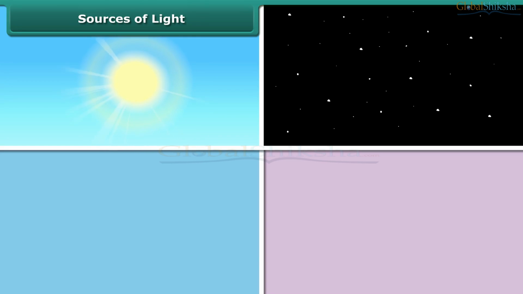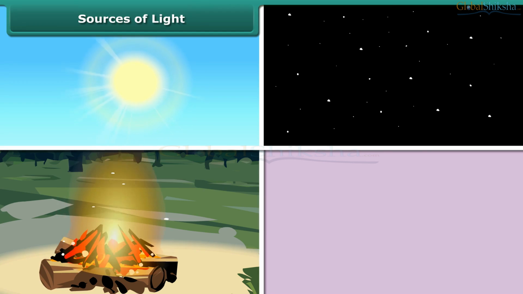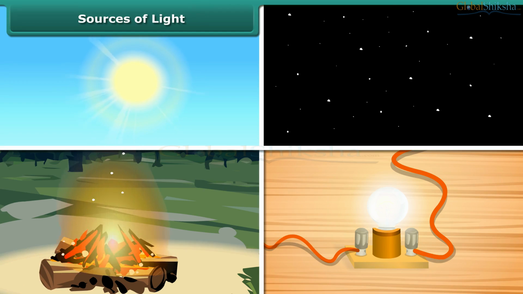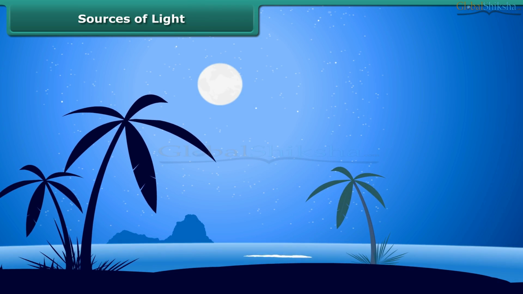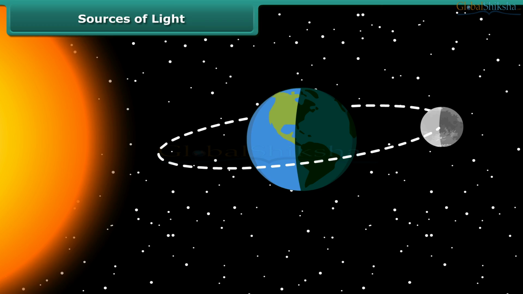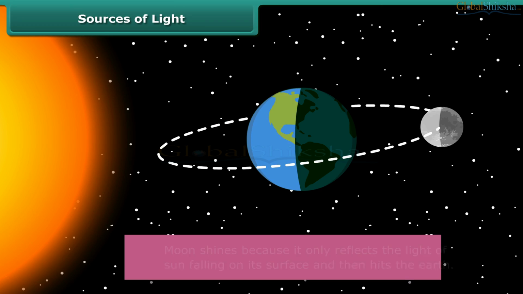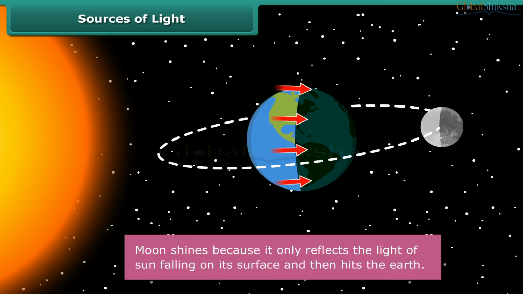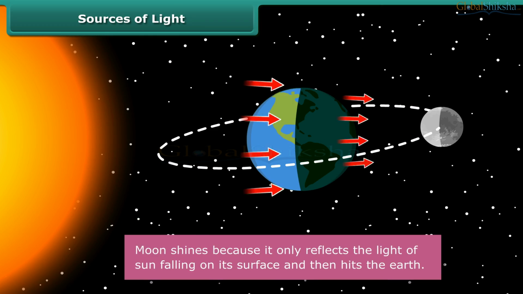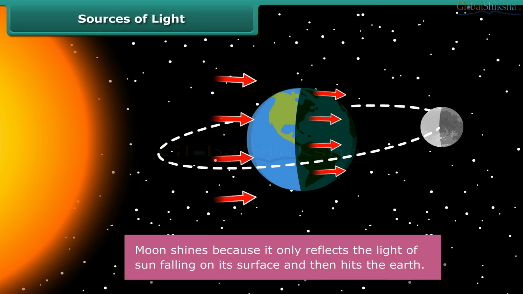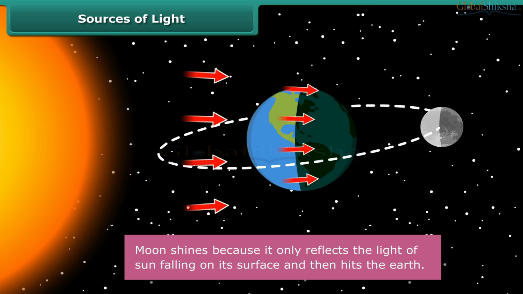Light comes from many sources like sun, stars, fire, candle, an electric light bulb, etc. But wait, not all things that shine are light sources. Moon is not a natural source of light. It does not have its own light. It only reflects the light of sun falling on its surface and then hits the earth, due to which it appears shiny when seen from earth.